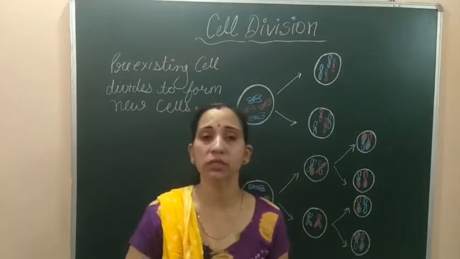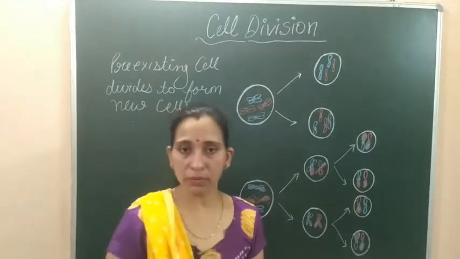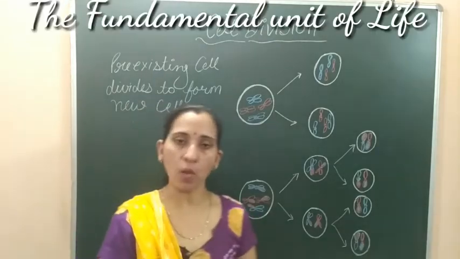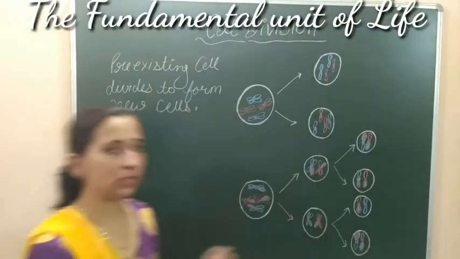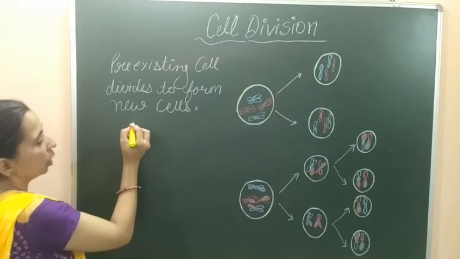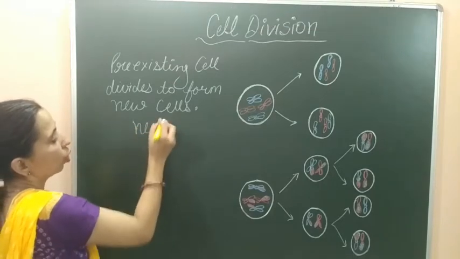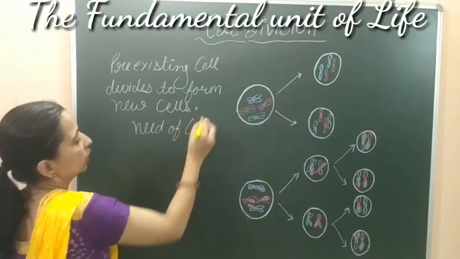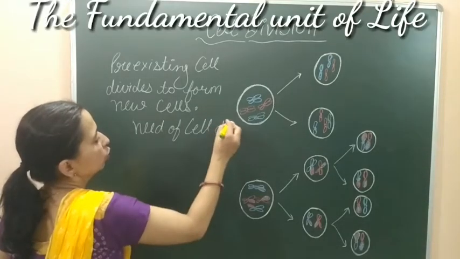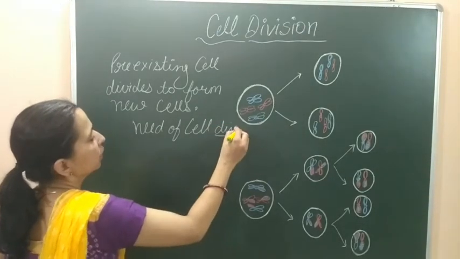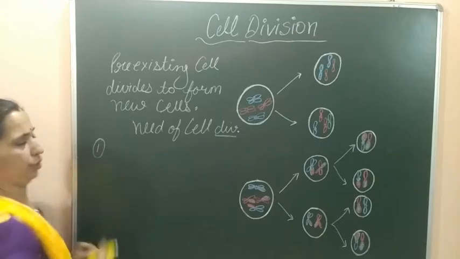Now, why does this requirement of cell division happen? क्यों जरूरत पड़ती है सेल को डिवाइड होने की? There are some specific reasons by which the cells divide. Let's see what these reasons are. If we talk about the reasons or the needs of cell division, अगर हम cell division के बारे में बात करें कि क्यों cell division की जरूरत पड़ रही है, तो यहाँ पे हमारे पास कुछ reason हैं.